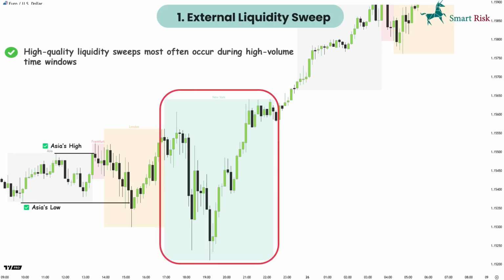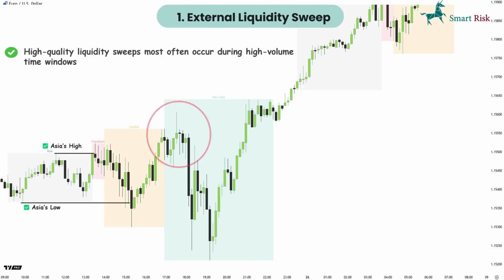If you look closely, you'll notice that price does the exact same thing at the New York session open. Price pushes above the London high, sweeps the buy-side liquidity resting there, and then immediately shifts direction toward the next key sell-side liquidity, which is the London low. From there, the market finally delivers the true move that smart money planned from the beginning.